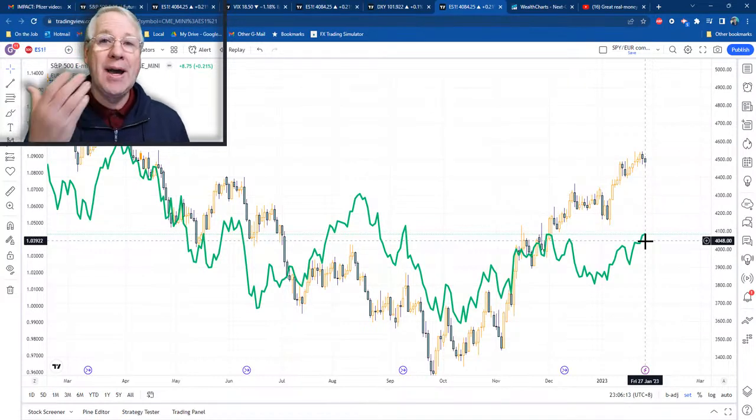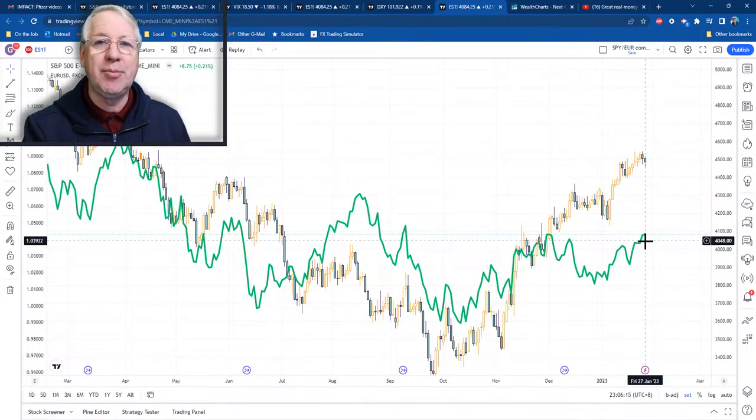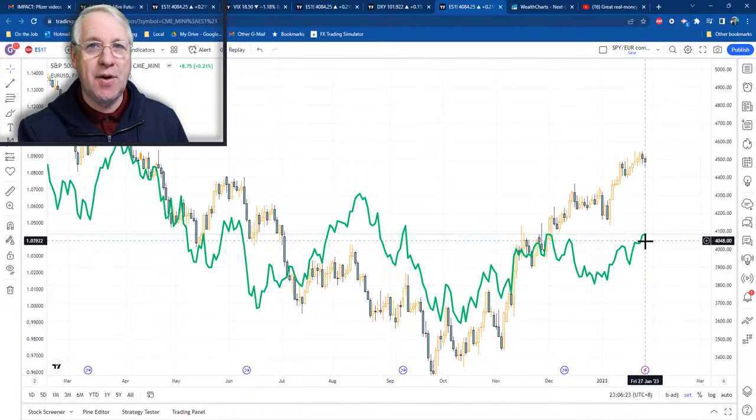Thus, why I believe we could see both U.S. markets and the euro remain in a bullish trend throughout the month of February. Just my read.